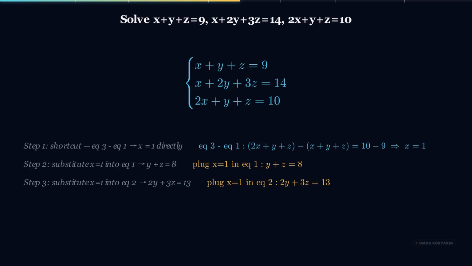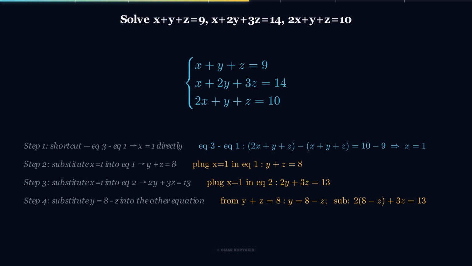Substitute into the second: 2 times the quantity 8 minus z plus 3z equals 13. Distribute as 16 minus 2z plus 3z equals 13. Combine: 16 plus z equals 13, so z equals minus 3. Step 4. Back substitute z equals minus 3 into y plus z equals 8: y plus negative 3 equals 8, so y equals 11.